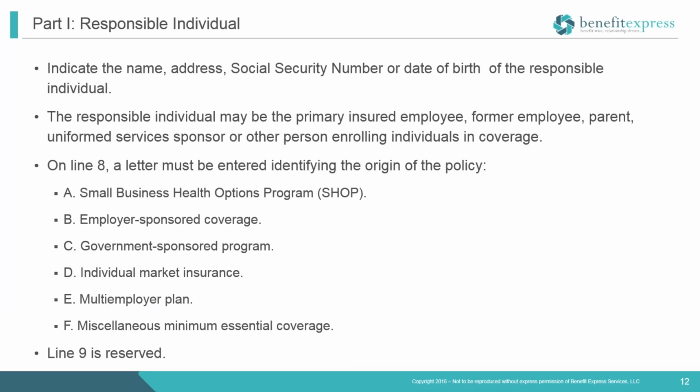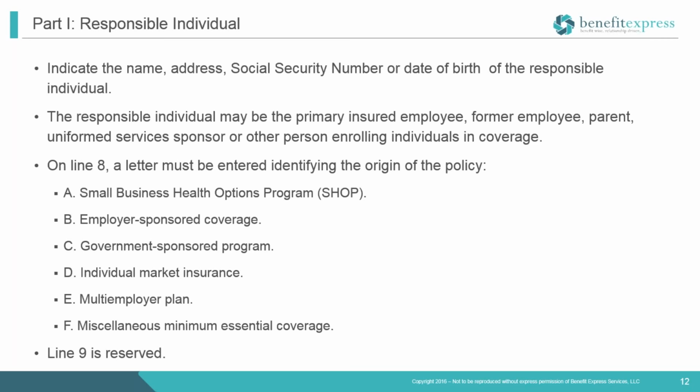So let's quickly go through the 1095-B. We've gone through the form. Let's just go through each section of it. So here, the responsible individual, indicate the name, address, and social security number of the individual employee. This is the primary insured employee, former employee in this situation.